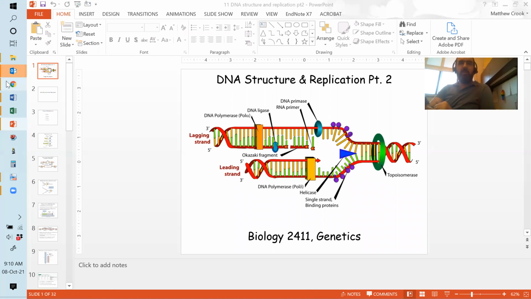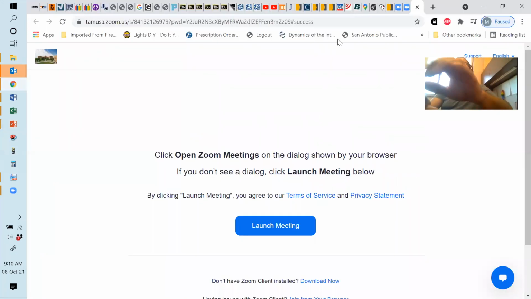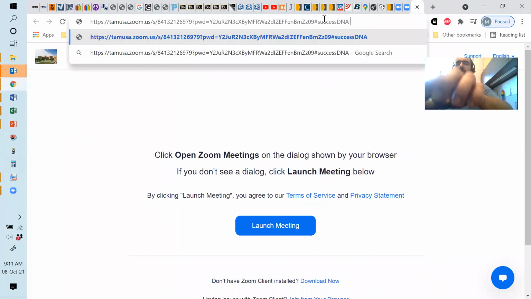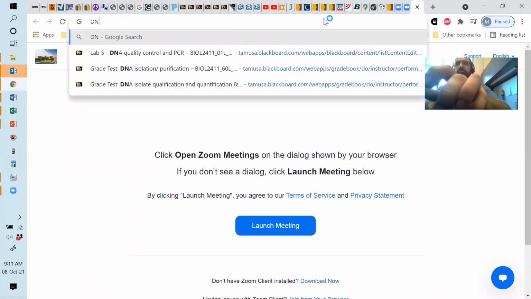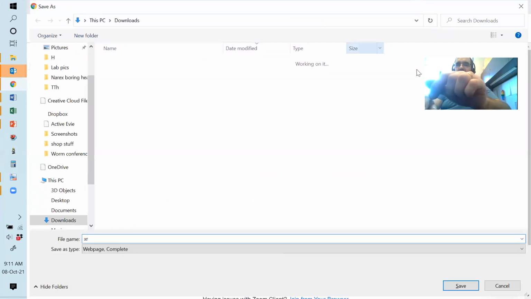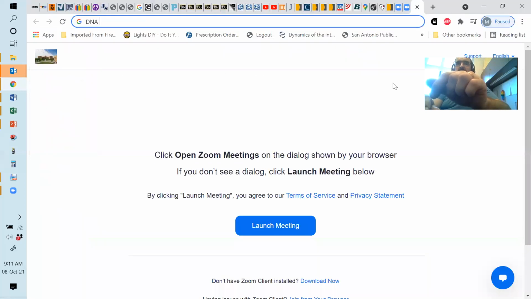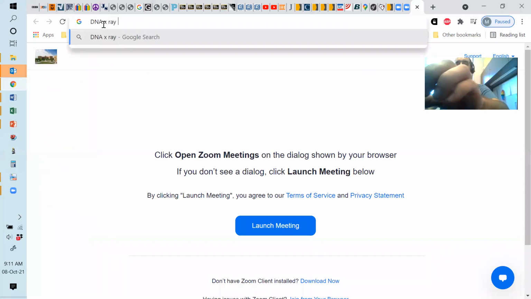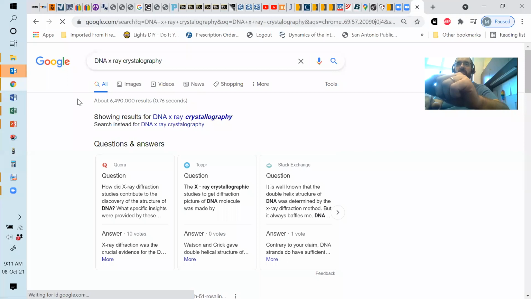It's actually pretty funky. Oops. Gak, get out of it. Sorry, I got all kinds of things blocking my DNA X-ray. Oh, I hate typing this out. Crystallography. Yeah, it's not quite typed well. Images.